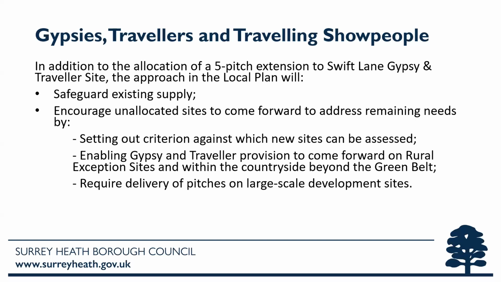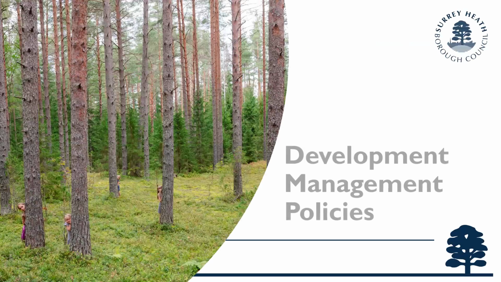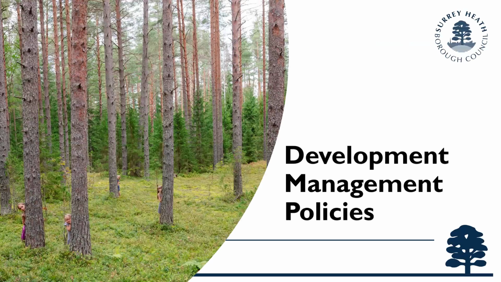We've also set out a detailed criterion-based policy at policy H11 to enable the assessment of sites coming forward outside of the plan-making process to be robustly assessed, and that policy also includes a requirement for traveller provision within housing sites of 100 homes or more. I will now pass back to Kieran, who I think will begin taking us through development management policies that we set out in the Regulation 19 local plan.